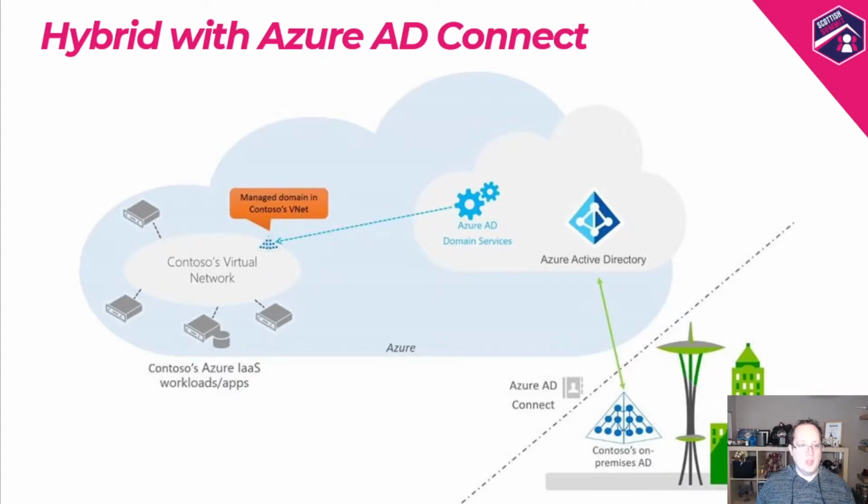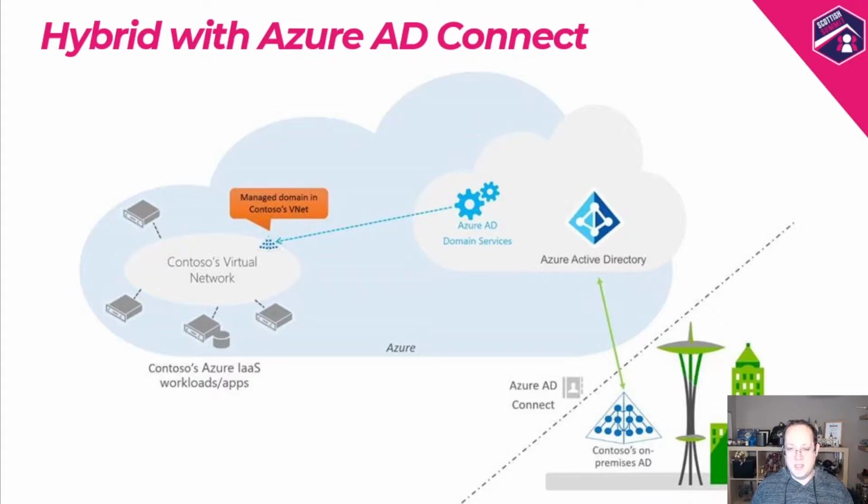So if you're synchronizing from on-prem to Azure Active Directory, then your Azure AD Domain Services domain will have the same domain name as your on-prem one and your Azure Active Directory. But don't be fooled by that. That is a completely separate domain that just happens to have the same name and happens to have the same users in it, but those users have been synced from on-premise to Azure Active Directory and then from Azure Active Directory to Azure AD Domain Services. So they're not the same users, it's not the same domain, but it looks very similar.